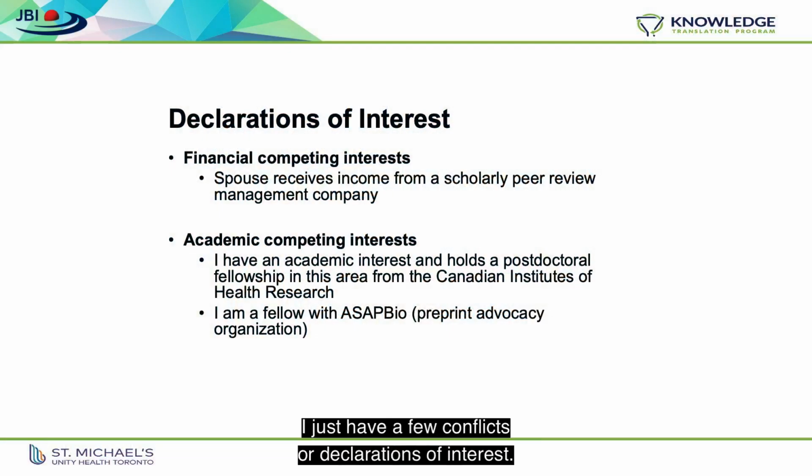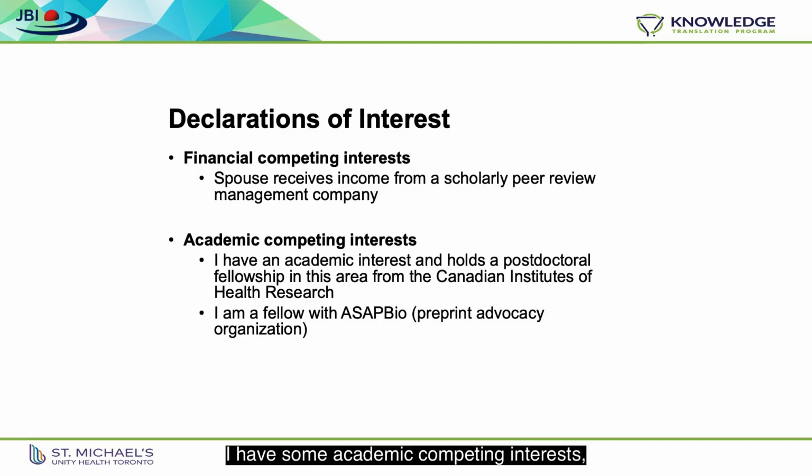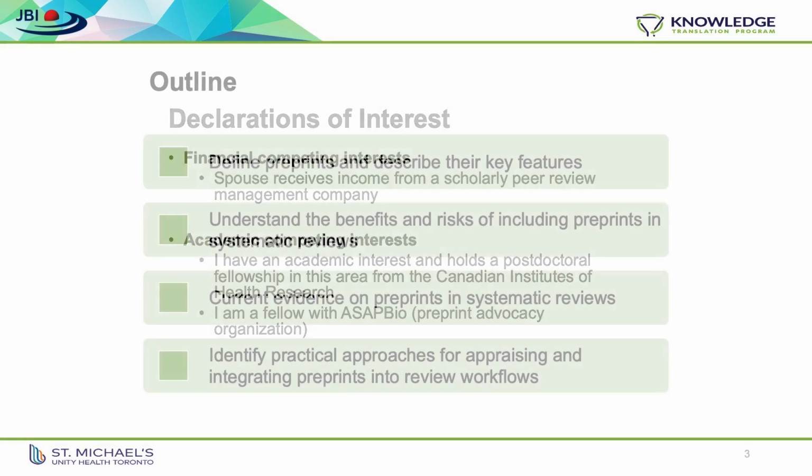Yeah. I just have a few conflicts or declarations of interest. My spouse receives income from a scholarly peer review management company. He runs or has previously run many different journals and editorial offices. I have some academic competing interests, I guess you'd call this. I have a fellowship from the Canadian Institutes of Health Research, and I'm also a fellow with ASAP Bio, which is a preprint advocacy organization.